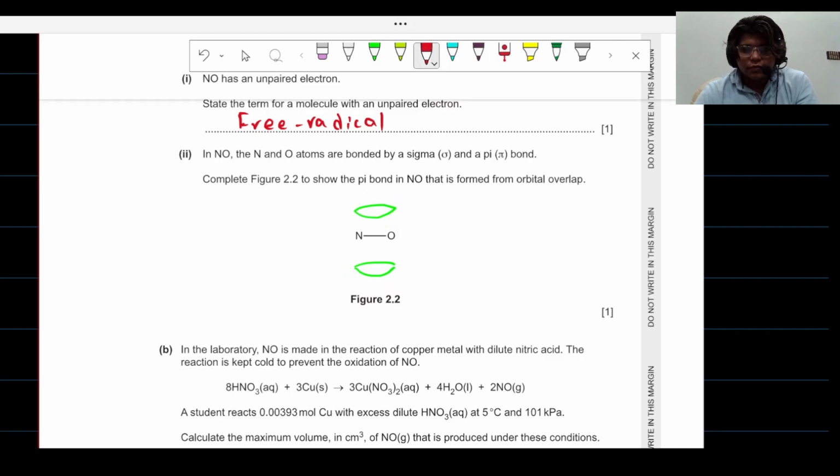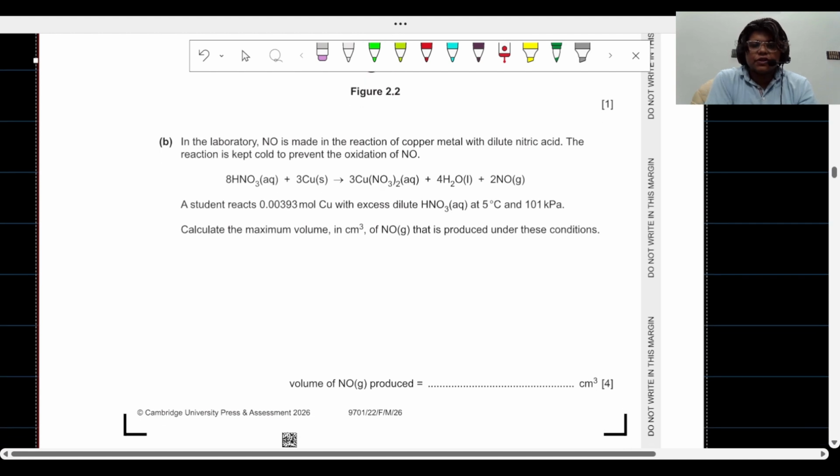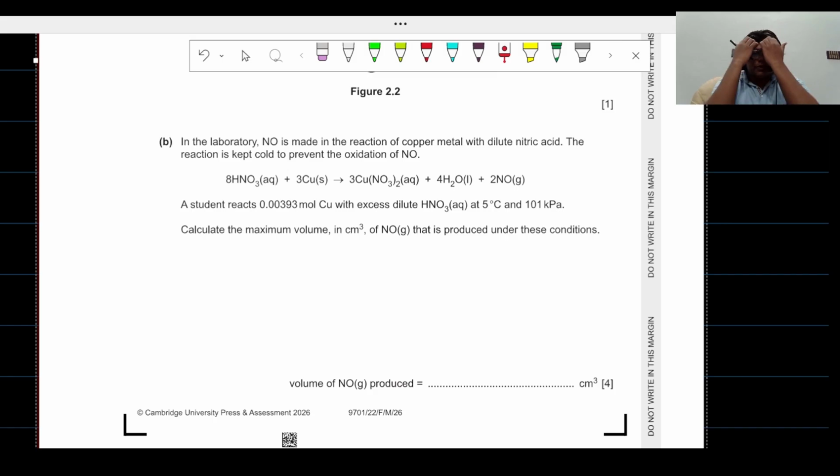Now in part B it says that in the laboratory nitrogen monoxide is made in the reaction of copper metal with dilute nitric acid. The reaction is kept cold to prevent the oxidation of NO, right? So we have the nitric acid reacting with copper, and with this reaction we are getting copper nitrate as well as water and nitrogen monoxide.